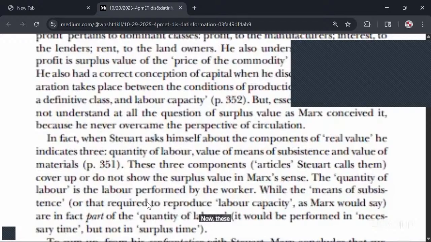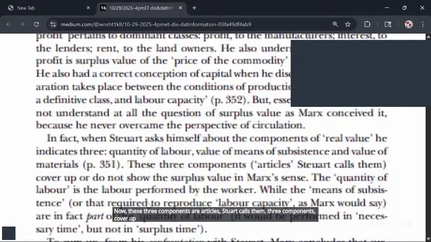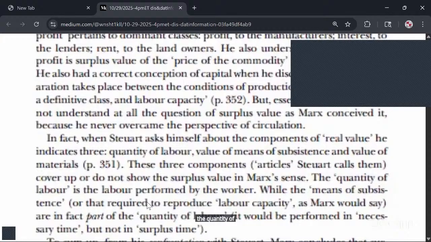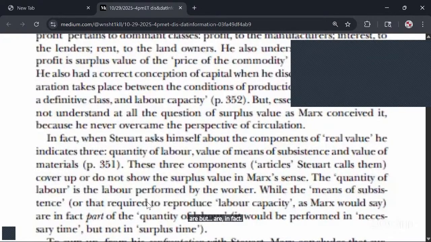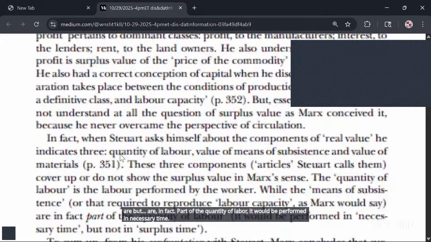Now, these three components, articles, Stuart calls them, cover up or do not show the surplus value in Marx's sense. The quantity of labor is the labor performed by the worker, as opposed to what we were looking at before, labor power, right? Or that required to reproduce labor capacity, while the means of subsistence, as Marx would say, are in fact part of the quantity of labor. It would be performed in necessary time, but not in surplus time.